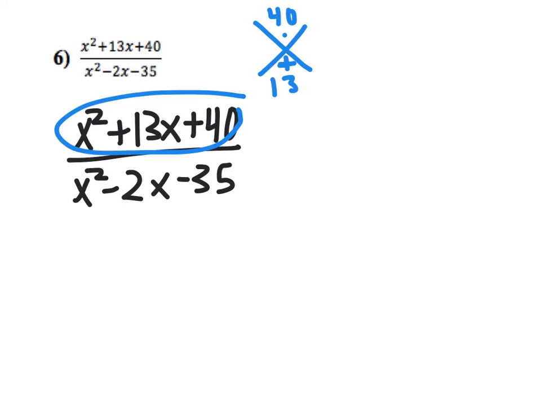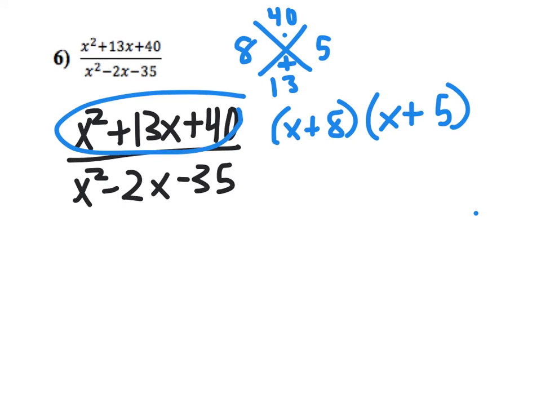My two factors that multiply to 40 and add to 13 are going to be 8 and 5. 8 times 5 gives me 40. 8 plus 5 gives me 13. So that means the top of my fraction is going to be x plus 8 and x plus 5. Oops, I wrote 4. We still need to find our denominator, so I'm going to have to factor that one too.